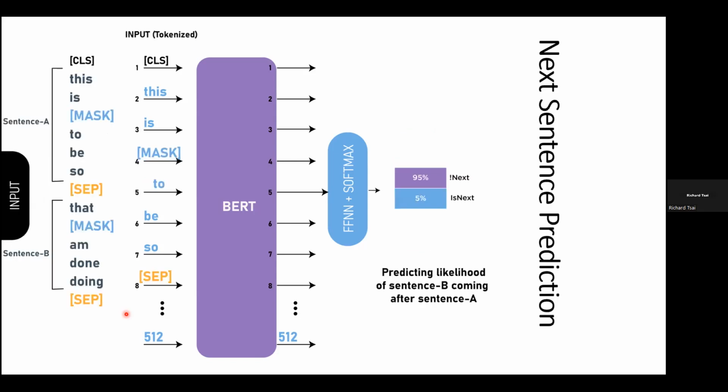Another task employed to pre-train the original BERT model is known as next sentence prediction. In this task, the goal is to predict whether input 2 follows input 1 in the corpus. To make this prediction, the output corresponding to the special token CLS is utilized.